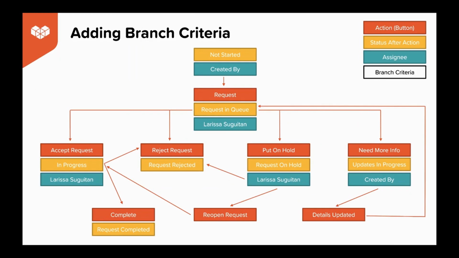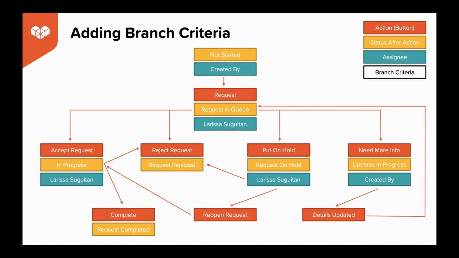Now let's review branch criteria, which allows you to display certain buttons based on another condition in the record. For this app, although I'm the person who reviews and works on the content, I also want to use this app to track my own document requests to keep everything in one place. With the current flow, I'll need to submit it to myself to accept the request. That step isn't really necessary for me though, so let's add branch criteria to skip request in queue and go straight to in progress for requests that I create.